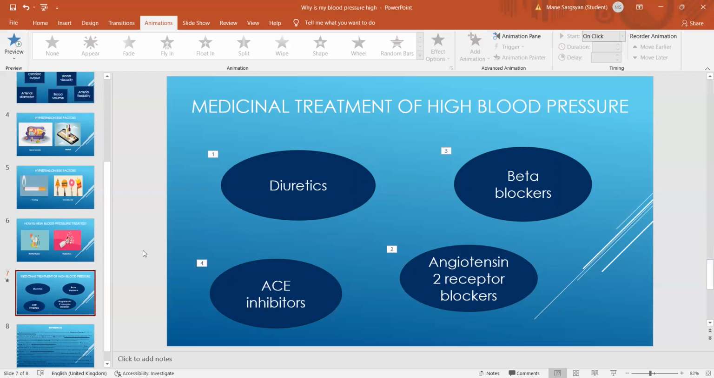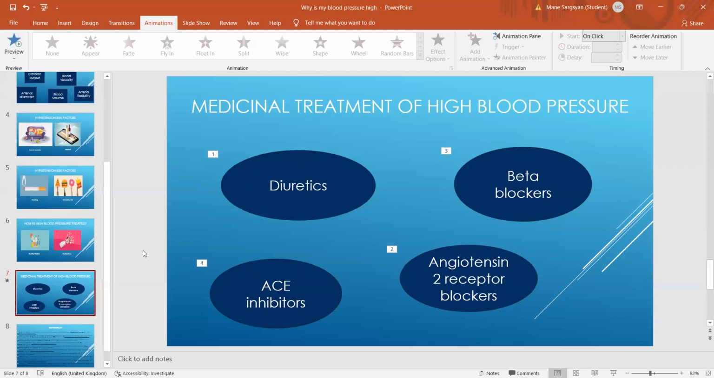Beta blockers, on the other hand, act on the heart. They inhibit beta adrenergic receptors. These receptors interact with the hormone epinephrine, which is also commonly known as adrenaline. So when this interaction is inhibited by the beta blockers, it relaxes the heart, lowers the heart rate, and this results in lower blood pressure.